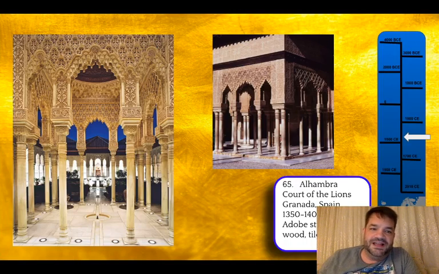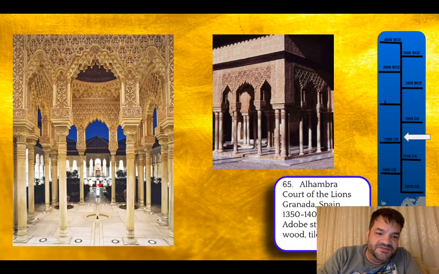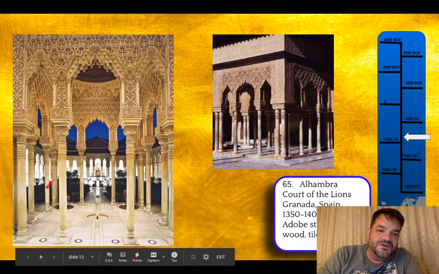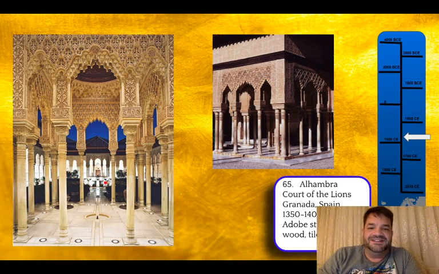Okay, now the Court of the Lions. Again, you can see here, and it's called the Court of the Lions because we've got this fountain in the middle of this Paris-style courtyard that is supported by these lion statues. And so again, you can see these multi-lobed arches, just like we saw in the mosque in Cordoba, but these are going to be smaller.